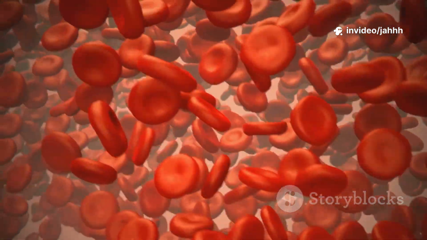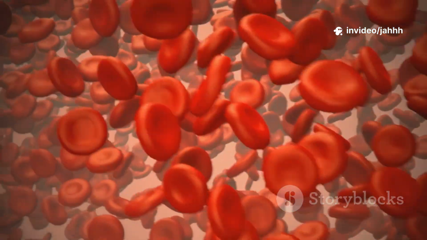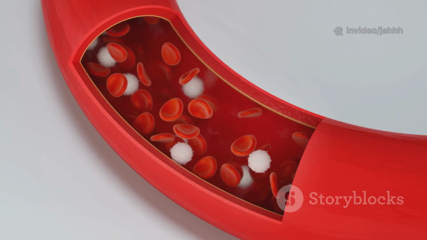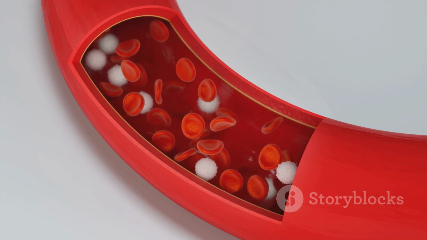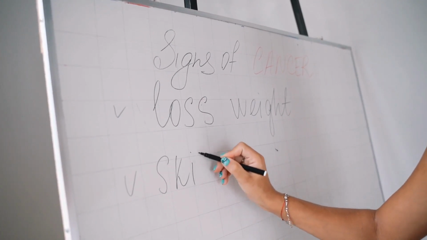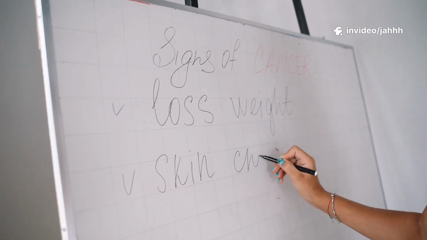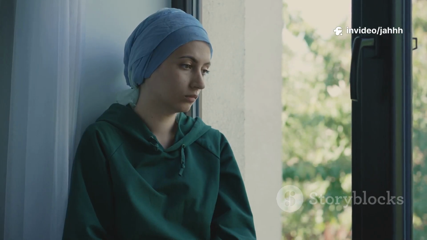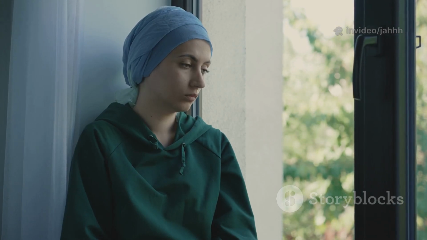They enter the bloodstream, using it as a highway to travel to distant locations within the body, and travel to new parts of the body, searching for a suitable environment to establish new colonies. This is metastasis, the spread of cancer from its original site to other organs and tissues. This is often the most dangerous stage, as it makes the disease much harder to treat and control.